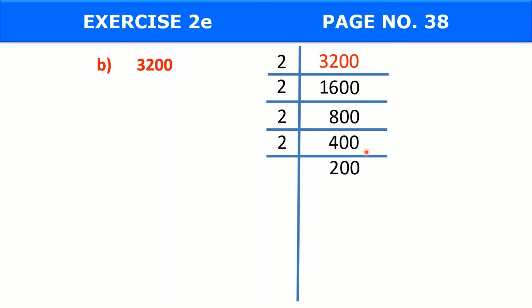I am really enjoying this division method. Hope you can also. Number is 200. Again go with 2. 2 times 1 is 2. 2 times 0 is 0. 2 times 0 is 0. You see how interesting it is? Now the number is 100. Last digit is 0. So we will go with 2.